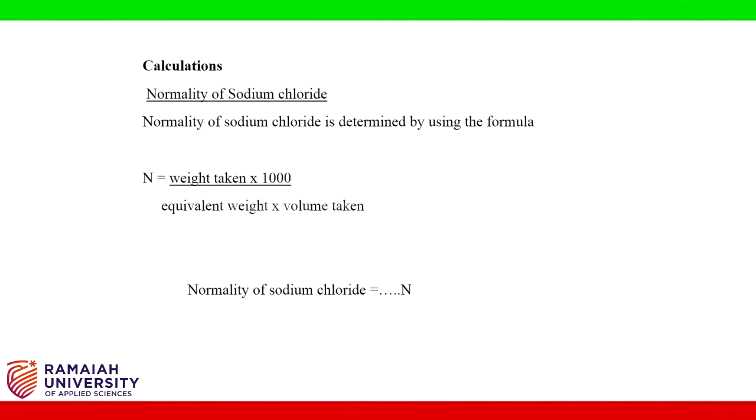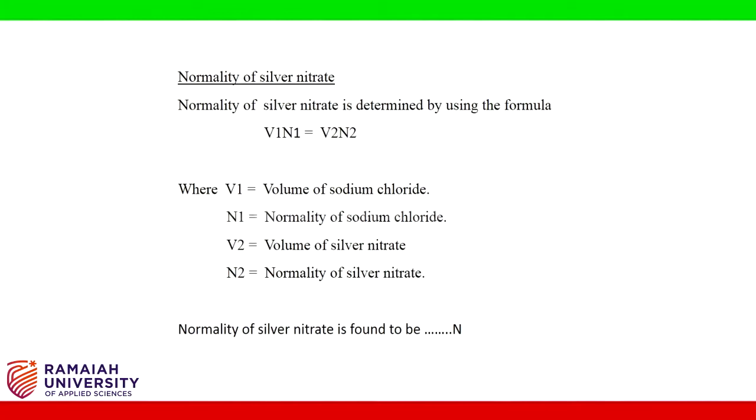First, the normality of sodium chloride is determined using the formula: weight multiplied by 1000 divided by equivalent weight into volume taken. From the normality of sodium chloride, the normality of silver nitrate is determined using the formula V1N1 = V2N2, where V1 is the volume of sodium chloride and N1 is the normality of sodium chloride, and V2 is the volume of silver nitrate and N2 is the normality of silver nitrate to be determined.